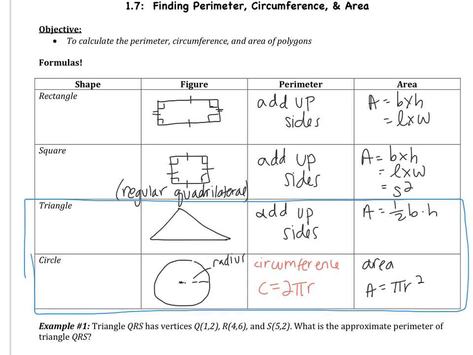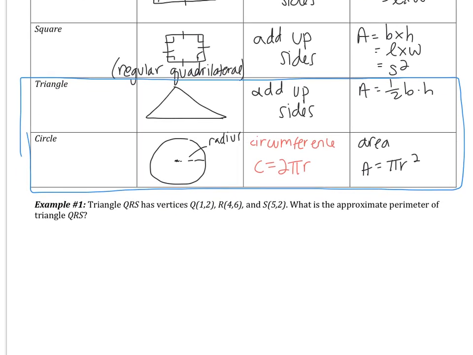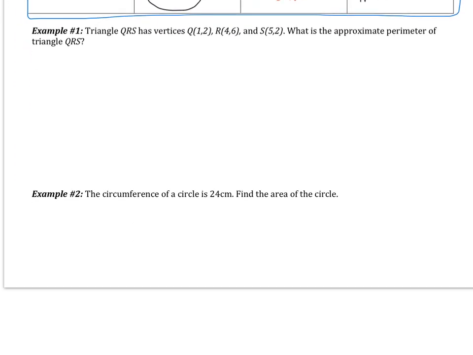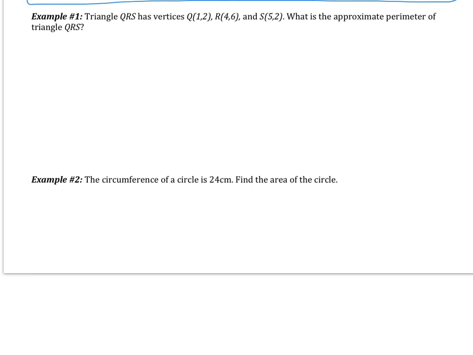Okay, let's move on to our first real example where we're doing something a little bit more exciting. Example number 1, it says triangle QRS has vertices Q, R, and S. What is the approximate perimeter? So first thing that I'm going to do is draw myself a figure. Can't really do a whole lot if I can't visualize this.